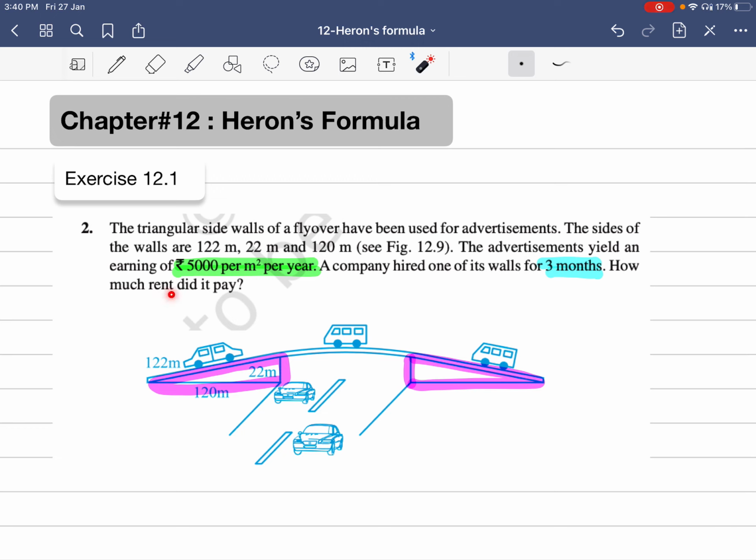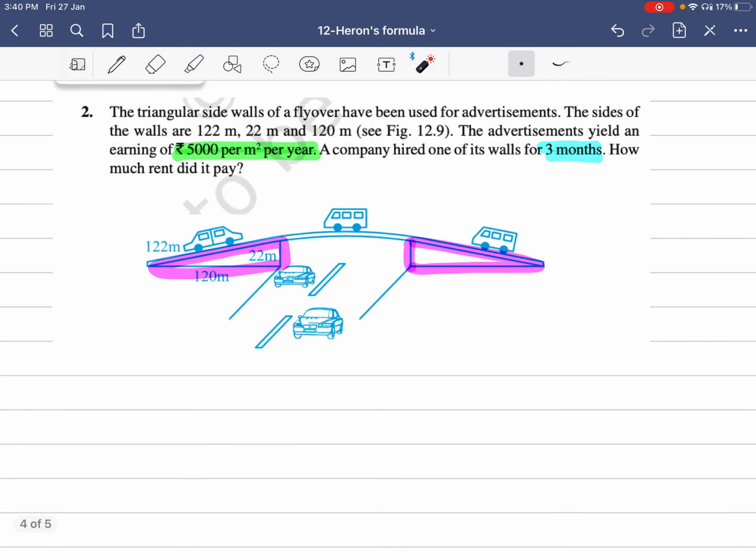Now how much rent did it pay? That's what we have to calculate. So quite a simple and straightforward question. This triangle is given to us with three different sides, so we can find the area of the triangle using Heron's formula. Once we find the area, we can find how much money has to be paid for the whole year. However, the company has hired its wall only for 3 months, so it will be 1/4 because 3 months is 1/4 of 12 months. So 1/4 of the total cost is the rent that the company will pay.